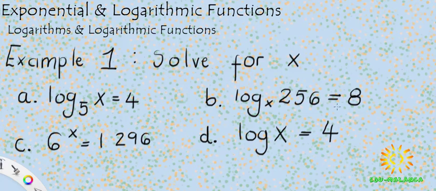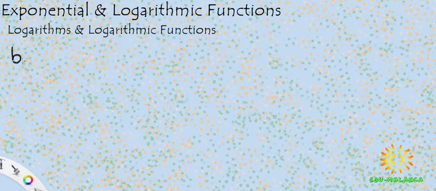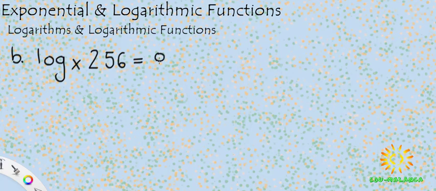The next question for us to answer is B, and in B we're told that log base x of 256 is equal to 8. Again, what we're going to do is use the relationship between exponential and logarithmic functions to solve this. So let me rewrite this expression. For B, we have that log base x of 256 should equal to 8.